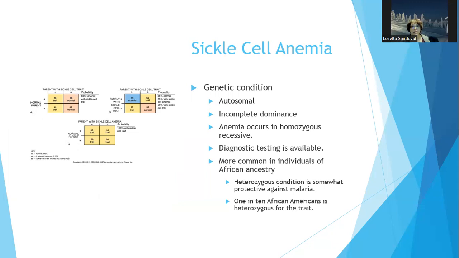Diagnostic testing is available. It's more common in individuals of African ancestry, but people are more mixed up with globalization. You could have the gene and not know, you could easily not know your ancestry. So you can say it is more common in individuals, but you really don't know. Interestingly enough, the heterozygous condition, where the genetic condition isn't manifested, is somewhat protective against malaria, which is also hemolytic anemia. 1 in 10 African Americans is heterozygous for the trait. So interesting.